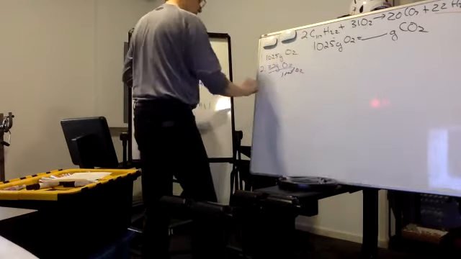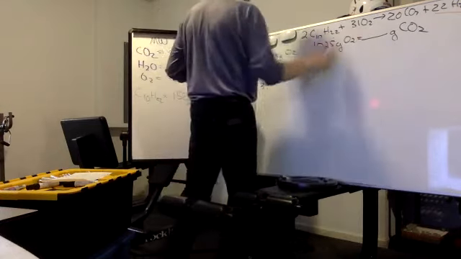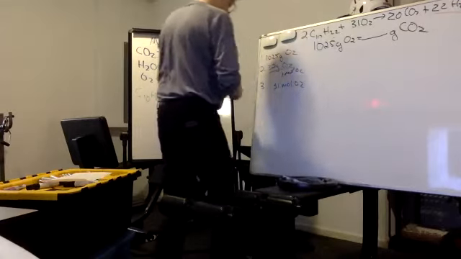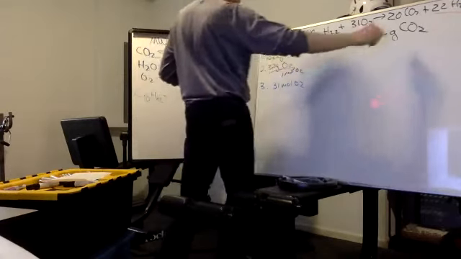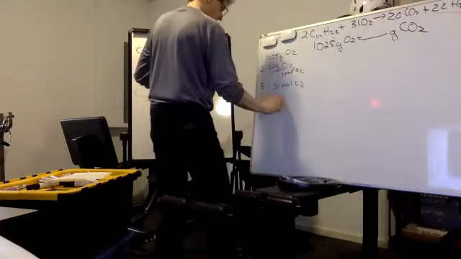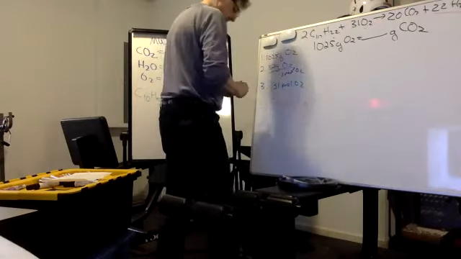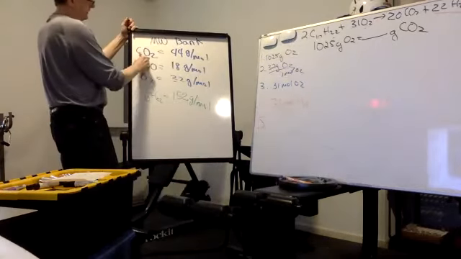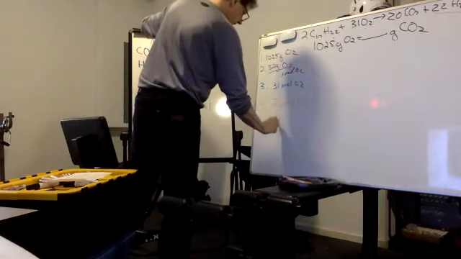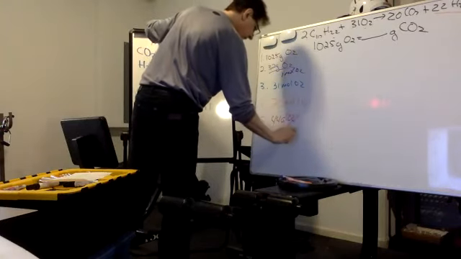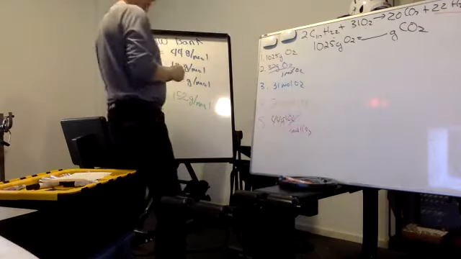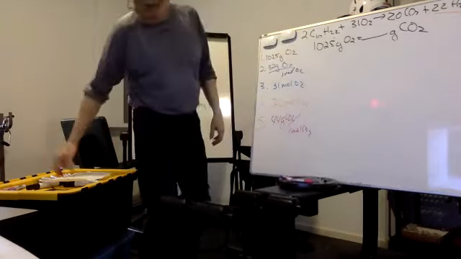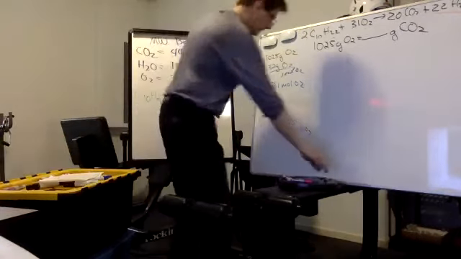Then you need the coefficient for O2, which is 31. Then you need the coefficient for the end game, which is CO2, which is 20. And then you need the molecular weight for the end game, and it hasn't changed all day, it's 44. Five numbers, three will be on top, two will be on the bottom, then you execute it.